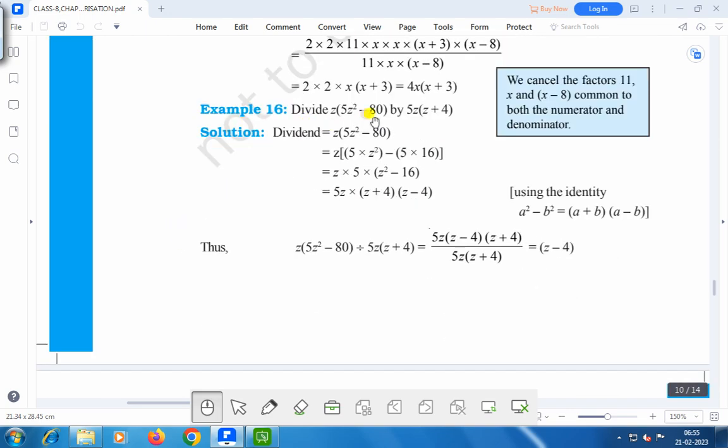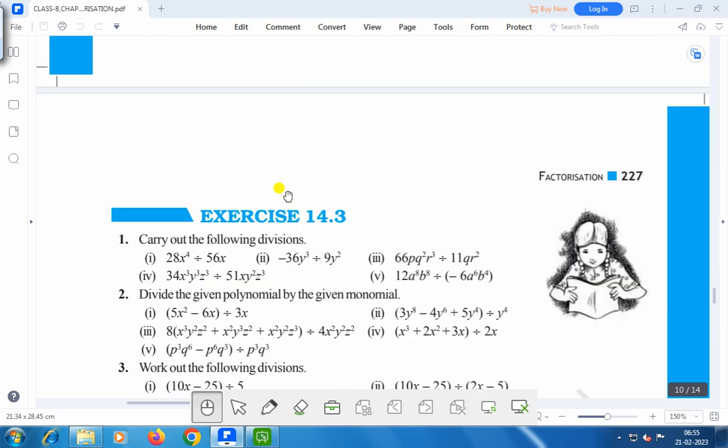Divide 5z² minus 80 by 5z into z plus 4. 5z² minus 80 can be written as 5z into z minus 4 into z plus 4, and we are getting this 5z divided by z plus 4, that is z minus 4 is the answer.